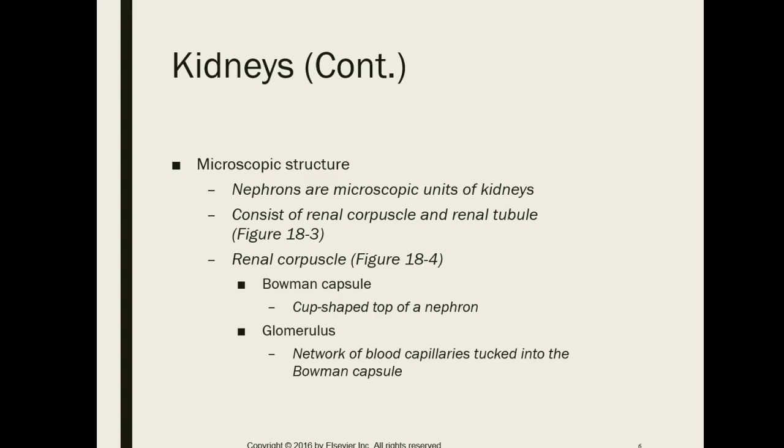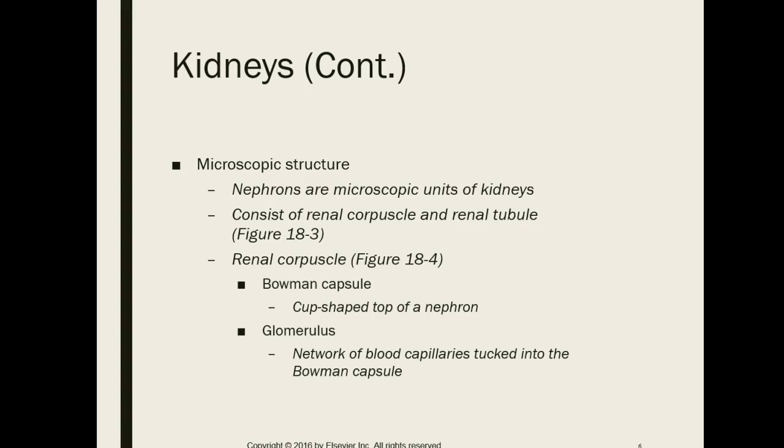The renal corpuscle is made up of Bowman's capsule, which is going to be the top of a nephron, which is the microscopic unit of a kidney, and then the glomerulus, which is a network of blood capillaries tucked into the Bowman capsule. The kidneys are made up of millions of these microscopic units, the nephrons, and the nephrons themselves are composed of the renal corpuscle and the renal tubule.